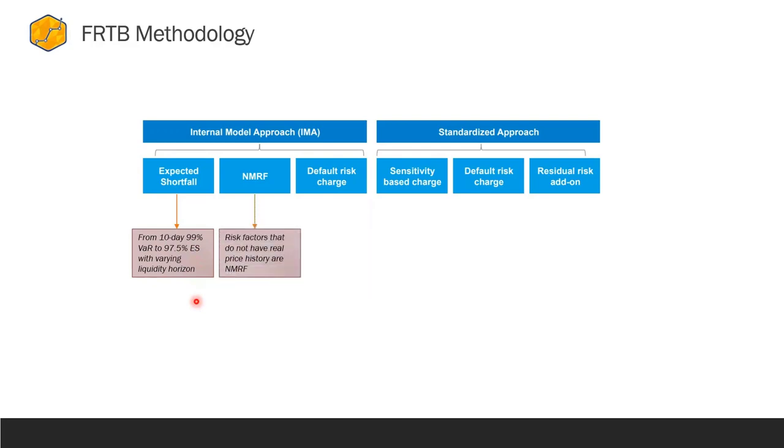Then there is something called non-modelable risk factors. This is the trickiest area that is troubling all the banks today. It's not very straightforward. So what it means is, when you model something, where do you start? You start from historical prices. You look at historical data first, right? And then you build a model on top of it.